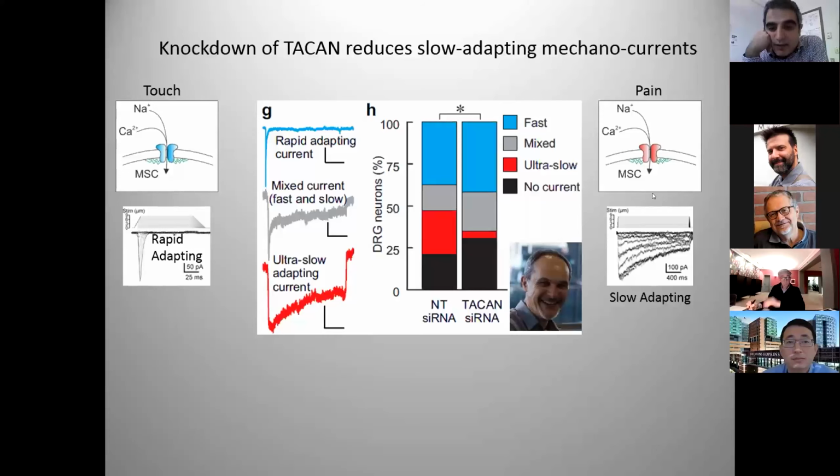If you look at this bar graph in the middle: when we record from sensory neurons transfected with the non-targeting siRNA, we have about 30% of the neurons that display slow adapting kinetics, displayed in the red section, whereas about 30% or so have a rapidly adapting current. But when we knock down TACAN expression, what we see is that the cells displaying slow adapting currents are almost completely gone, suggesting that TACAN seems to be contributing to these slow adapting currents in DRG neurons.